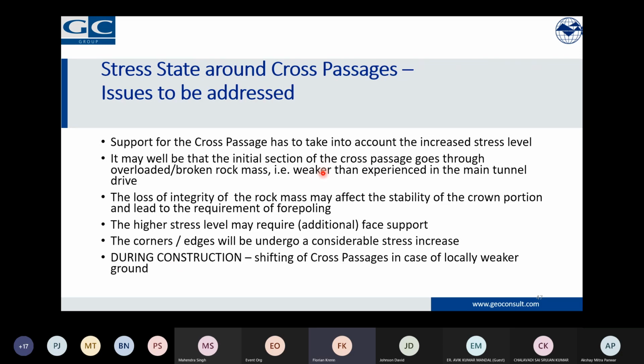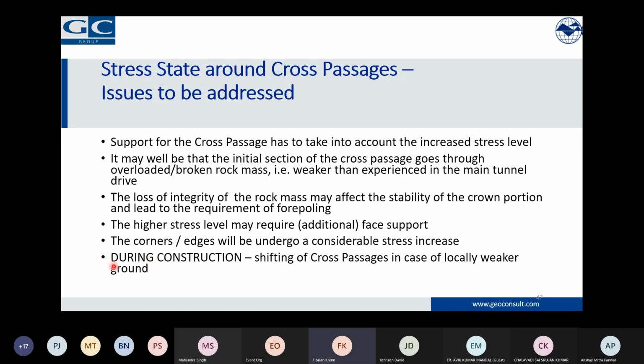So when we have the phase mapping from the main tunnel, first of all, we have 90 degrees of direction, which has an impact on our jointing. And then we have all the other stress changes which happened. So basically, in many cases, we do a four-poling for the cross passage. We may even need phase support in the cross passage, especially in the starting area. And all these edges will have a considerable stress increase.